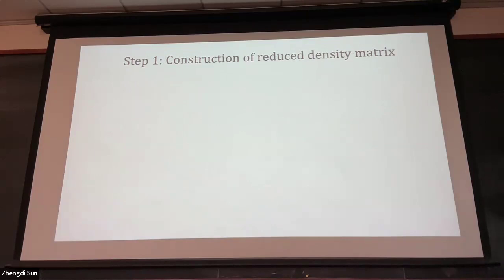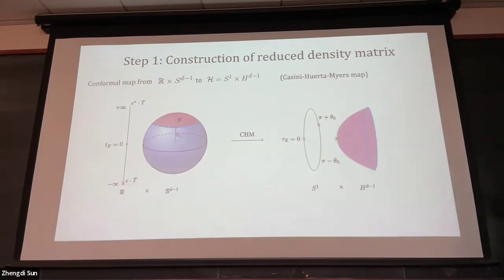Okay, so now we need to construct the reduced density matrix. To do that, we're going to use this Casini-Huerta-Myers map, where you map this subregion on the cylinder to all of hyperbolic space times a circle. And this subregion is mapped to the tau equals 0 part of the circle and all of hyperbolic space. And this has the nice property that under this map, the vacuum density matrix defined in the subregion gets mapped to the thermal density matrix on this hyperbolic space. And the excited state gets mapped to this TT product.